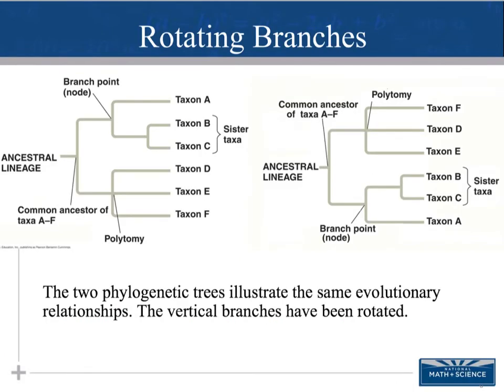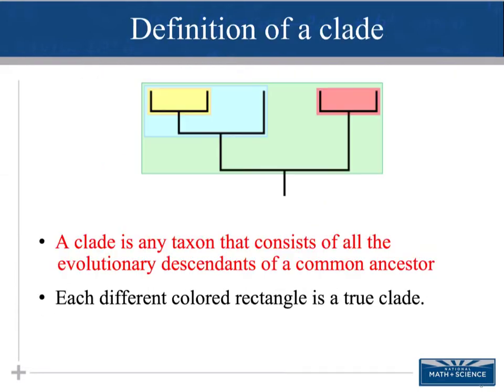Alright, so this is just to show you what I meant about those branching points being able to be flipped around. This is just showing the same evolutionary relationship. We've just kind of rotated where certain taxa go. So like this guy was once down here, and they've exchanged places. So they can be flipped around and still show the same thing.